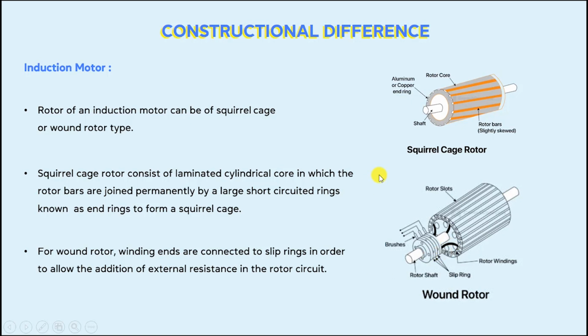Actually, the basic difference between a squirrel cage rotor and a wound rotor is that in the case of a wound rotor, we can add the external resistance in order to have a large starting torque of an induction motor. Whereas in the case of a squirrel cage rotor, we cannot add the external resistance, due to which the starting torque of the induction motor is low in that case. So this is the construction of an induction motor.